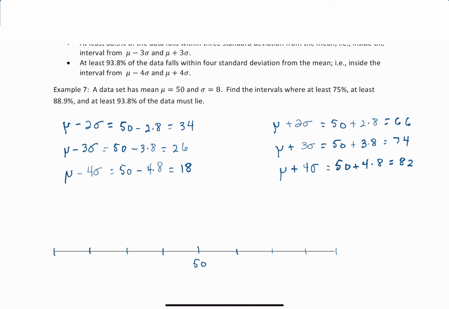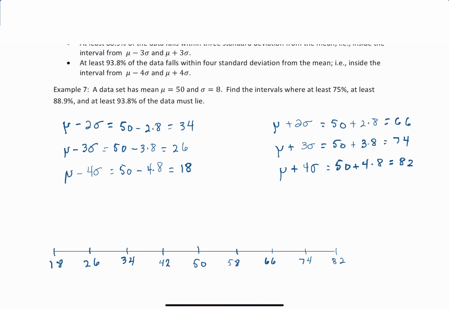So I've put the mean mu in the middle. 50 plus sigma would be 58. 50 plus 2 sigma we've computed is 66. 50 plus 3 sigma is 74. 50 plus 4 sigma is 82. On the other side of 50, 50 minus 8 would be 42. 50 minus 2 times 8 we said was 34. We have 26 and 18.